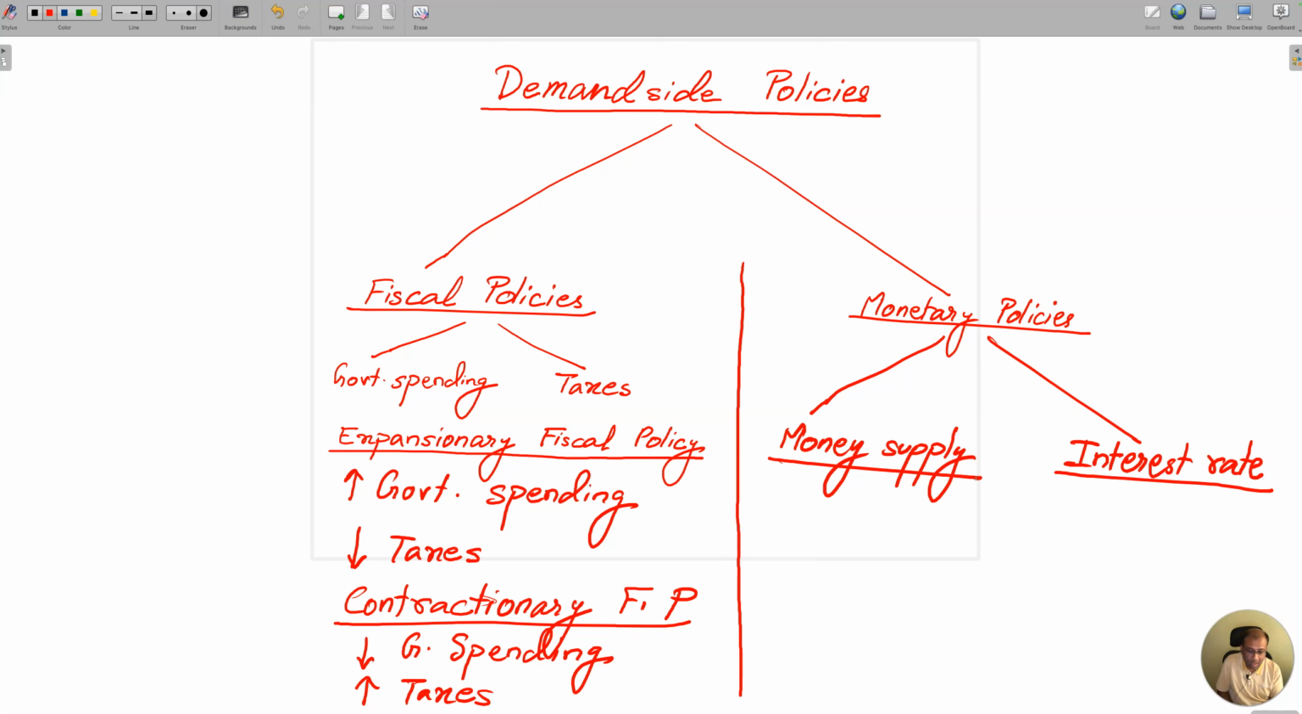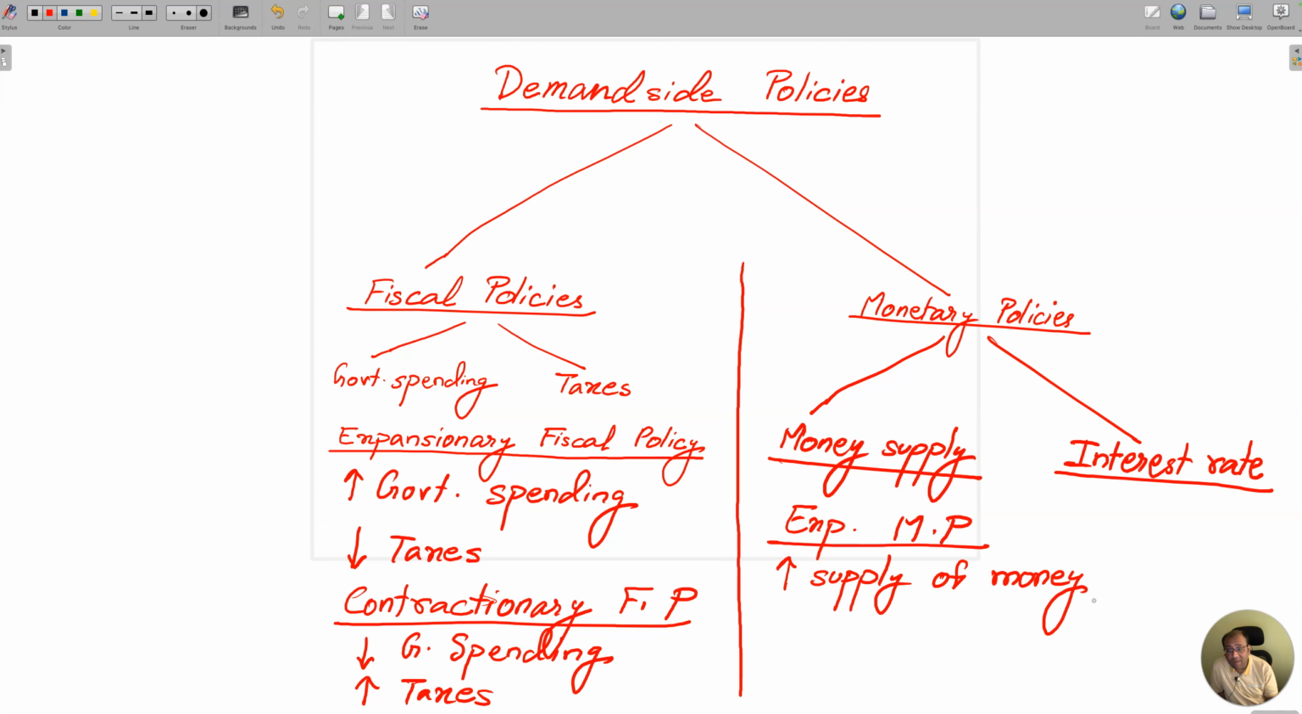So whenever expansionary monetary policy is implemented, we again see a similar effect. This is intended to increase the aggregate demand in the economy. So on one hand, the central bank might decide to increase the supply of money, or the other way to increase the aggregate demand would be to reduce the interest rates.